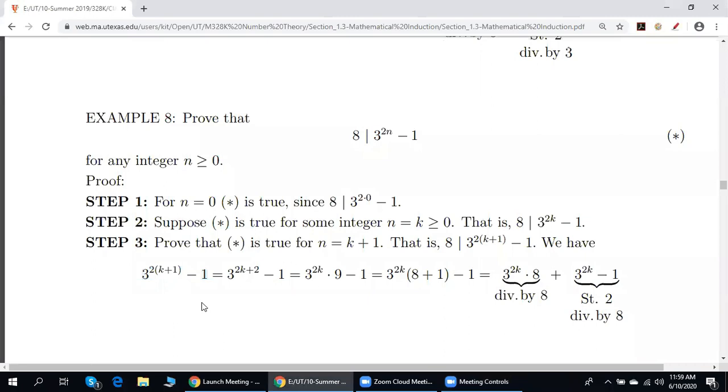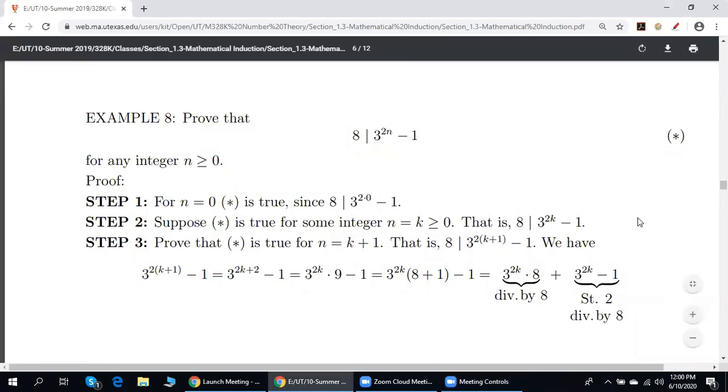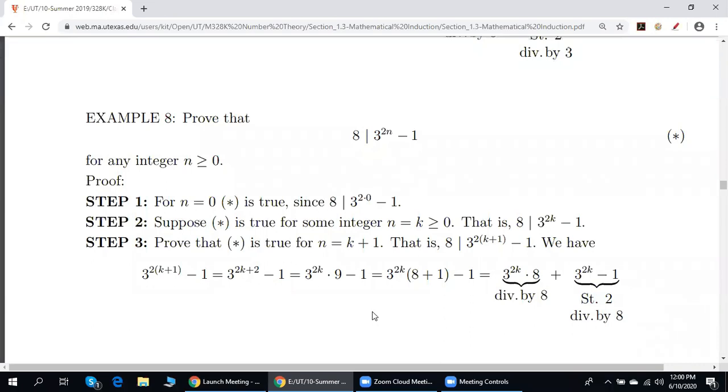I have a question. For the second term, the 3 to the 2k minus 1, we can make that assumption because of step 2? Yes, that's the whole point. You see, it's written step 2. By step 2, this is divisible by 8. That's the whole point. But how do we know that is true?